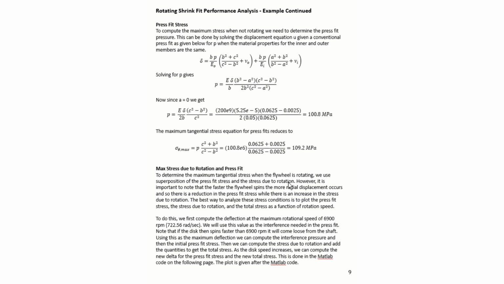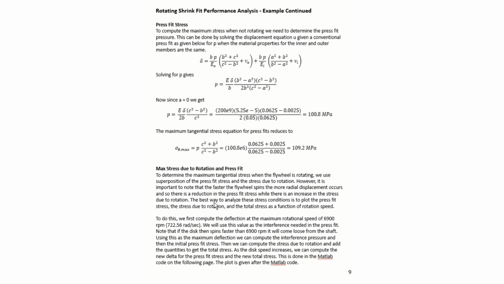Now, one thing we want to look at is the different speeds at which this can rotate, because the faster it rotates, the less stress we're going to have on the inner hub. We could actually spin it fast enough that the press fit stress becomes zero and the thing flies apart. And typically you don't want that to happen.